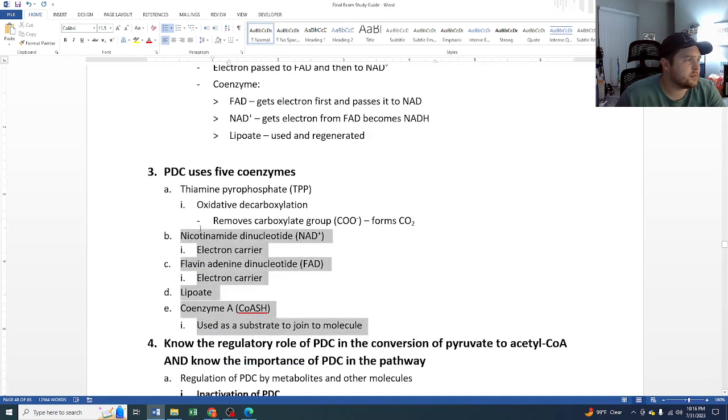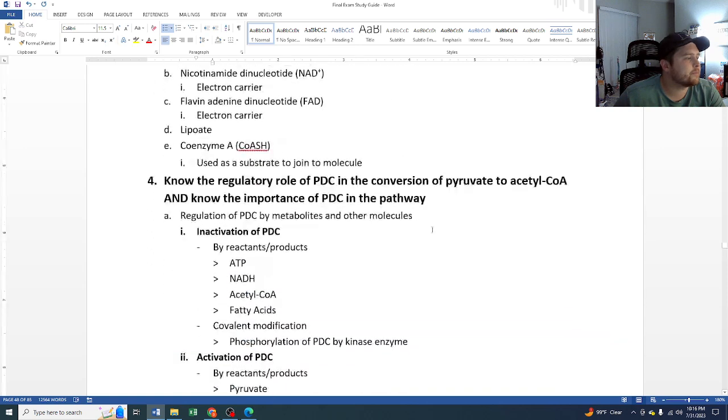These are the coenzymes used in the PDC. Big ones to remember are thiamine pyrophosphate, of course, NAD and FAD, coenzyme A. Lipoate, occasionally you'll see a question on, but not as common as TPP. TPP typically is one of the favorites to be asked about.